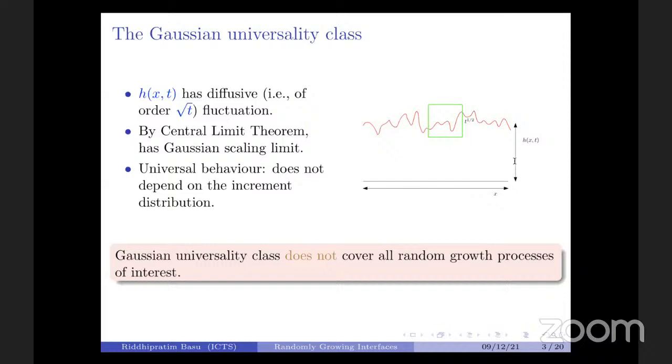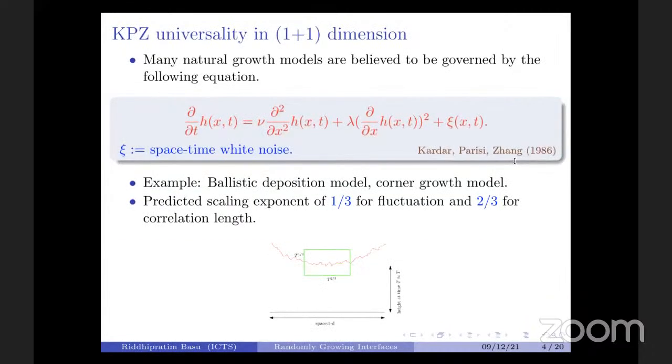But as you can already see, this type of interface is very simplistic. Each column is growing independently, so many of the natural growth processes would not be covered by it. In particular, most of the time we'd like to model growth where the growth of one column depends on the growth of nearby columns. There are many such natural models, and under certain generic conditions those are believed to be governed by a particular equation.